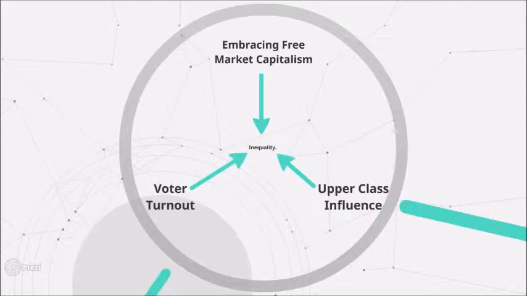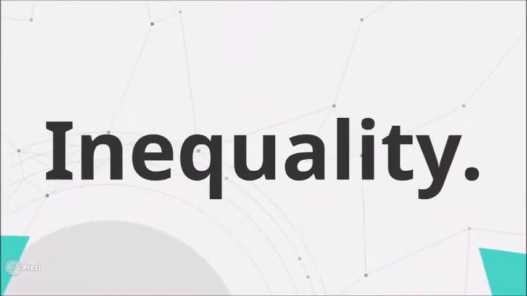Political polarization can be attributed to 3 crucial factors: the amount of voters that participate in elections, as well as the type of voters that come to those elections, parties choosing to embrace free market capitalism, and finally the influence of the upper class in politics. All 3 of these together lead to inequality.